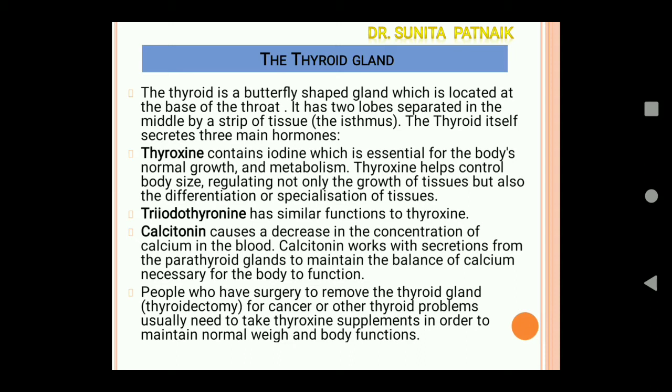Thyroxine contains iodine, which is essential for the body's normal growth and metabolism. And thyroxine hormone also helps control body size, regulating not only the growth of tissue but also the differentiation or specialization of tissues. Triiodothyronine is also another hormone secreted by the thyroid gland and has similar functions to thyroxine, whereas calcitonin causes a decrease in the concentration of calcium in the blood. Calcitonin works with secretions from the parathyroid glands to maintain the balance of calcium necessary for the body to function.